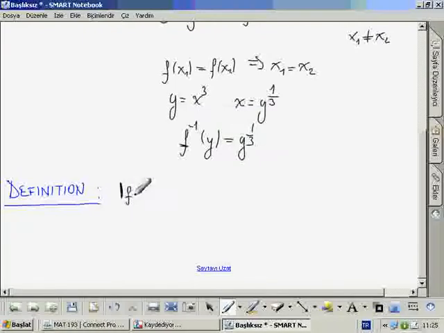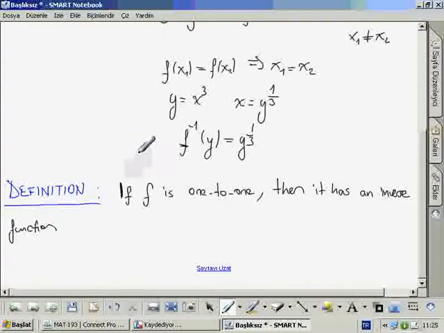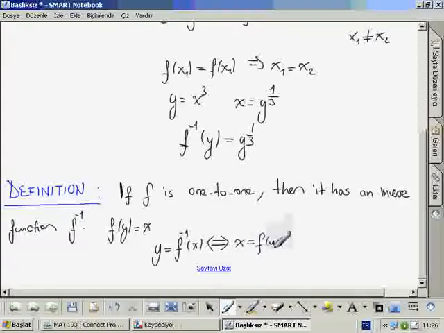If f is 1-to-1, then it has an inverse function f to the -1, and f of y equals x, and y equals f inverse of x if and only if x equals f of y.